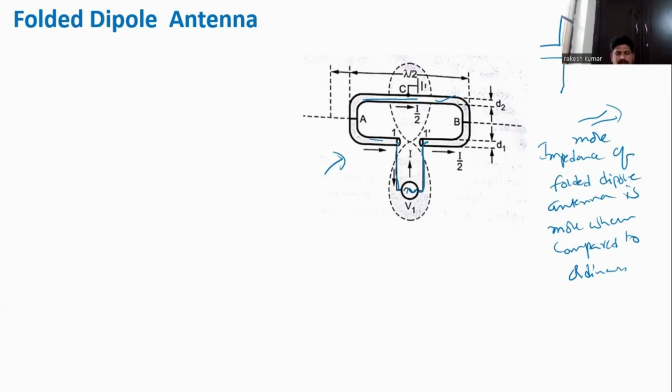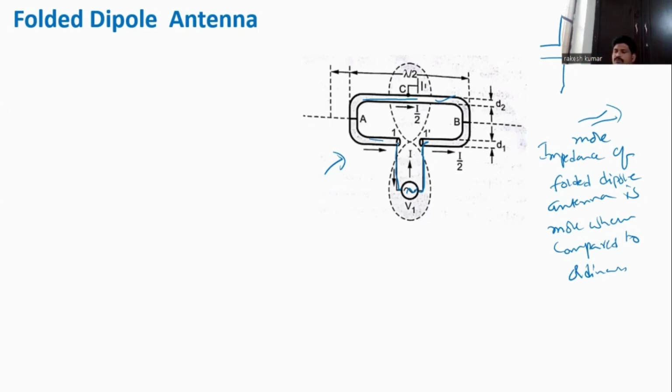Note that the radiation patterns of the conventional half-wave dipole and the folded dipole are exactly the same, but the main difference between these two is that the input impedance of the folded dipole is much higher than that of the conventional half-wave dipole.